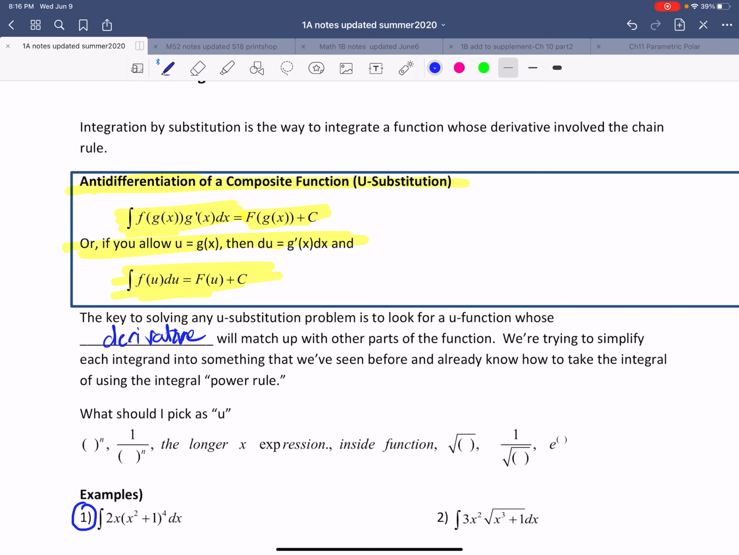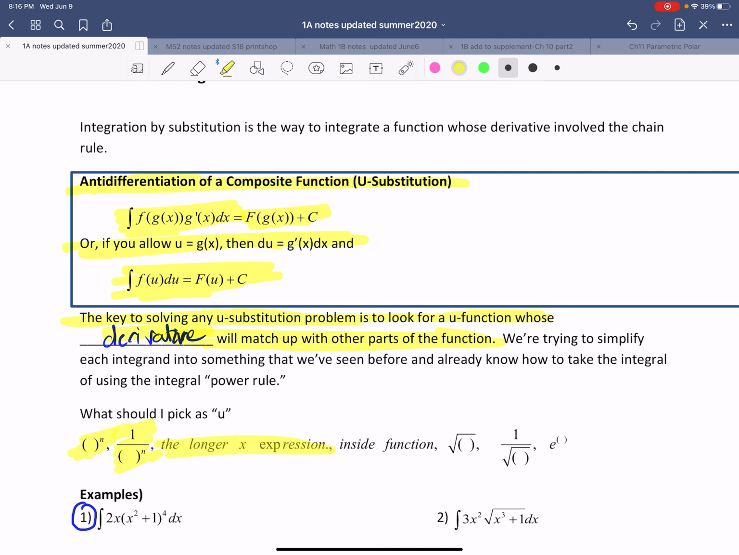Today we are going to review some u substitution problems. So whenever we're doing the u substitution, our goal is to have the u function whose derivative is sitting next to it. So we want to call our function u whose derivative we can see in the function. So usually something to the power n, that will be our u, or 1 over something to the power n, that something will be the u.